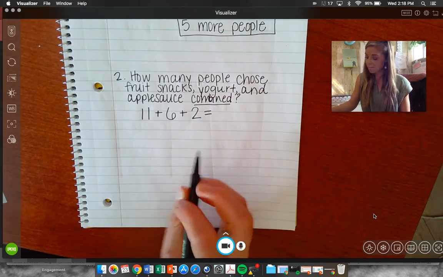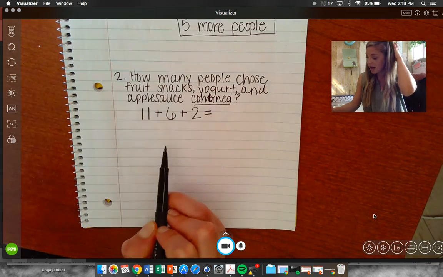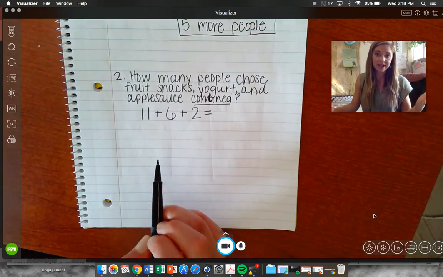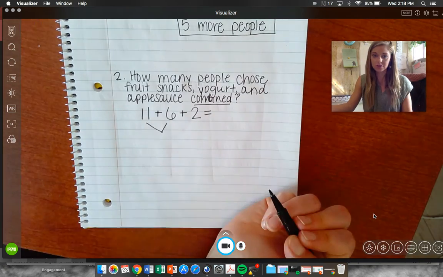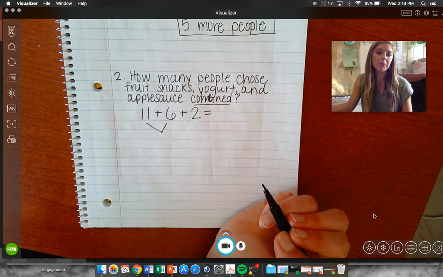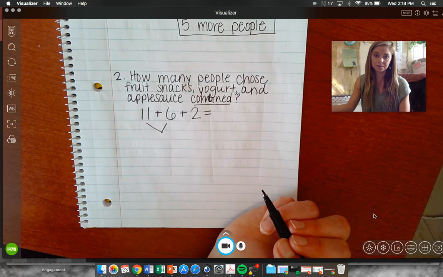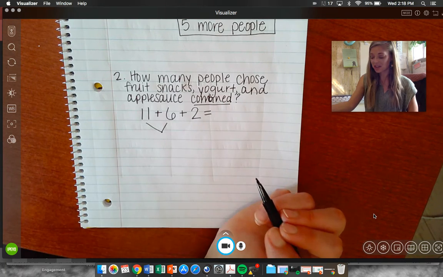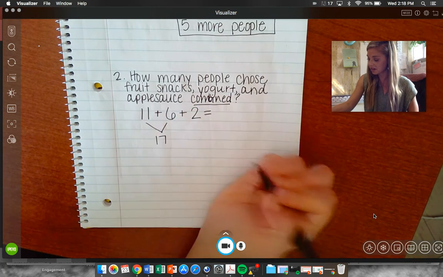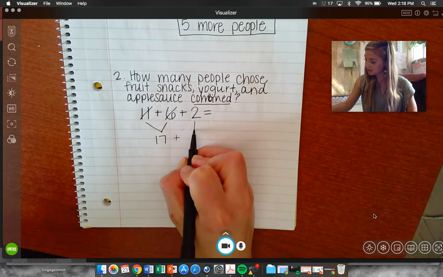So when I'm adding up more than 2 numbers, I can add 2 first, and then I'll add the next one. So for example, I'll do 11 plus 6 first. So in your head, figure out what 11 plus 6 equals. If you got 17, then you are correct. So 17, I'm going to cross off those because I used them. Plus, now I'm going to bring down this 2.